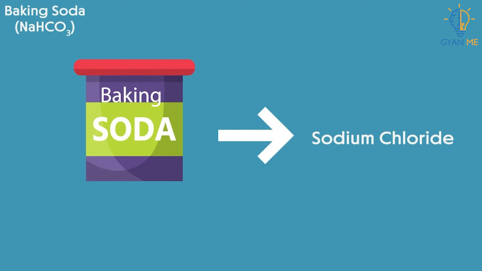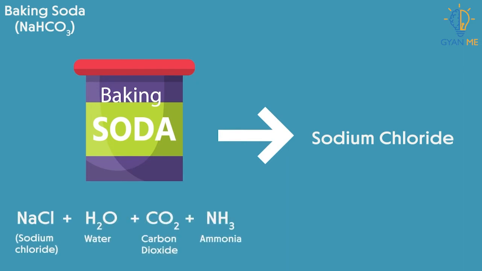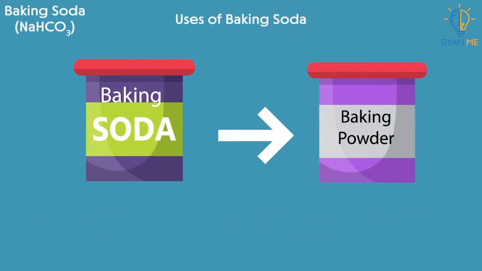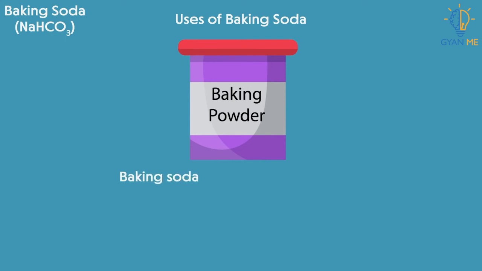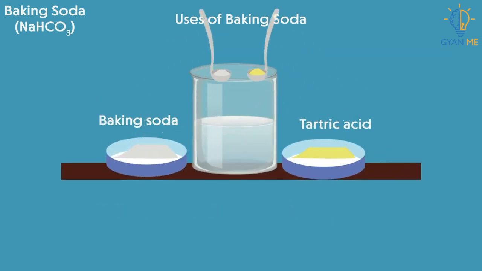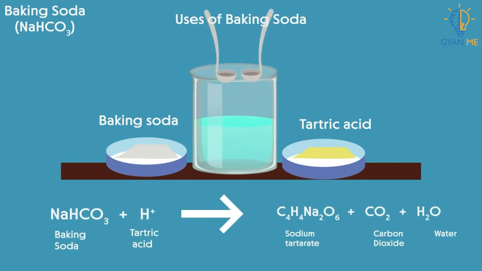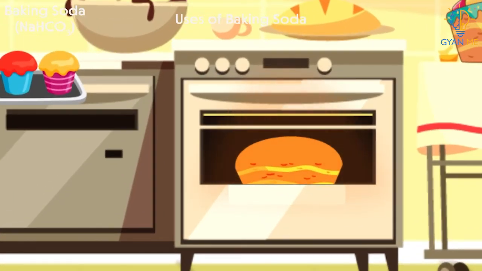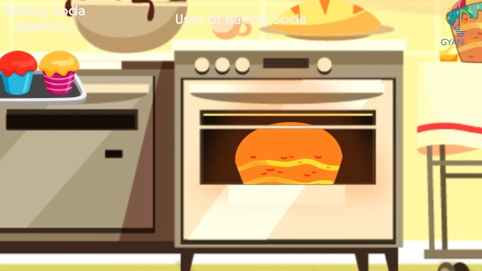The chemical reaction involved in this process is sodium chloride plus H2O plus carbon dioxide plus ammonia gives NH4Cl plus sodium hydrogen carbonate, that is baking soda. The baking soda is used for making baking powder, which is a mixture of baking soda, that is sodium hydrogen carbonate, and a mild edible acid such as tartaric acid. When tartaric acid and baking soda are mixed, a rapid reaction takes place. Carbon dioxide produced during the reaction causes bread or cake to rise, making them soft and spongy.